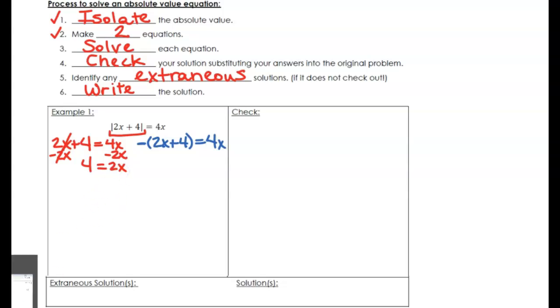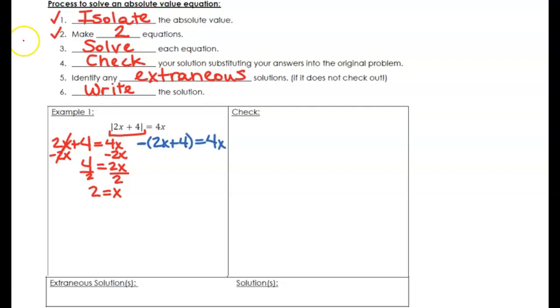I still don't have x by itself. I still haven't solved this equation. The 2 and the x are touching, which means that's multiplication. To undo multiplication, the inverse operation is dividing. So I'm going to divide by 2 because 2 divided by 2 is 1x. And if I take 4 and I divide by 2, I get an answer. So I've gone and solved one equation.